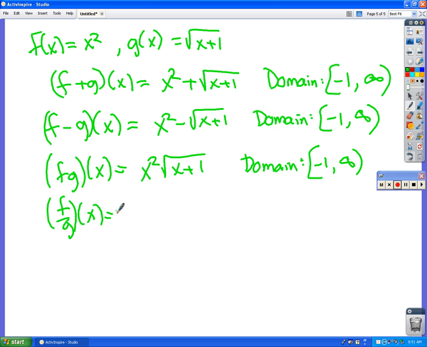What is f divided by g of x? X squared over the square root of x plus 1. Okay, now what's the domain of that? It cannot be 0 on the bottom, right? What value of x would make this be 0 on the bottom? Negative 1. So now I have to make a round bracket for negative 1 because I can't equal negative 1, but I can be anything bigger than that, and then I'm good to go.